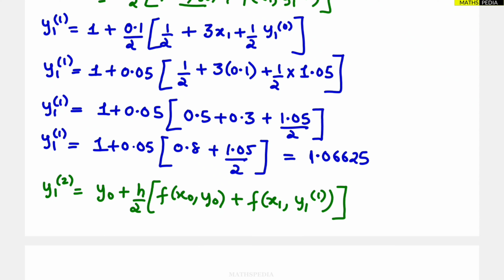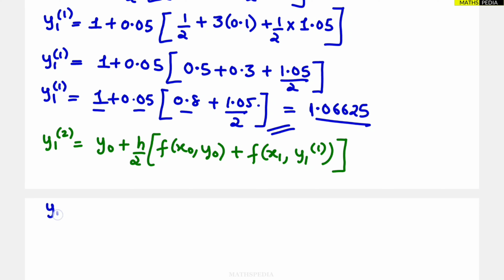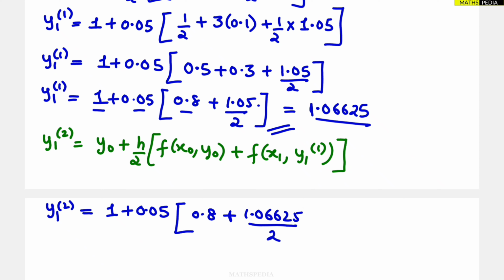The only change, you can observe in the last step, is that everything will remain the same, only 1.05 will change to 1.06625. So it is equal to 1 plus, I am going to write directly, 0.05 into 0.8 plus 1.06625 divided by 2. So what is the value you are getting? 1.0667.